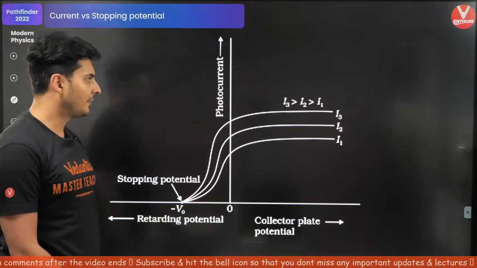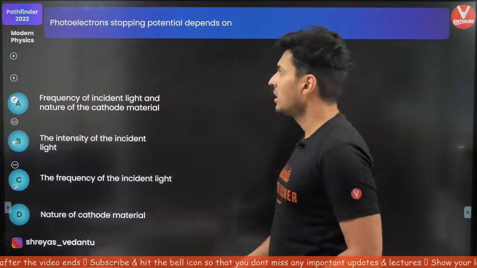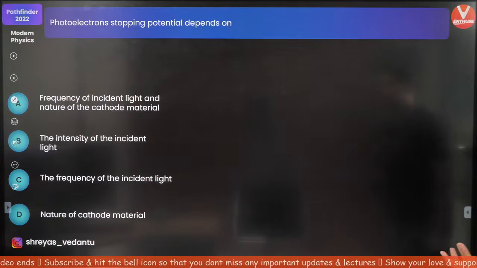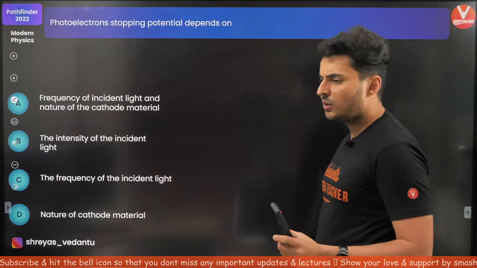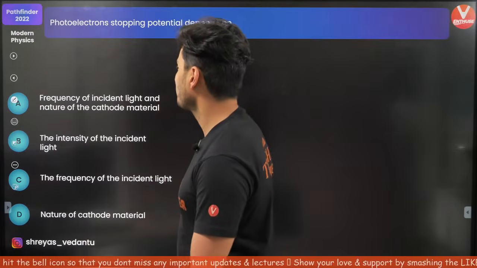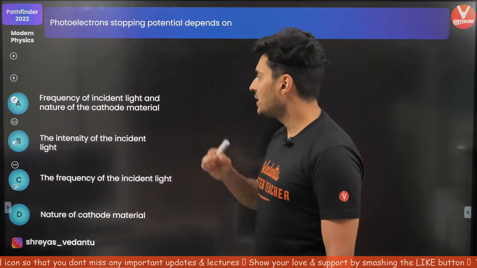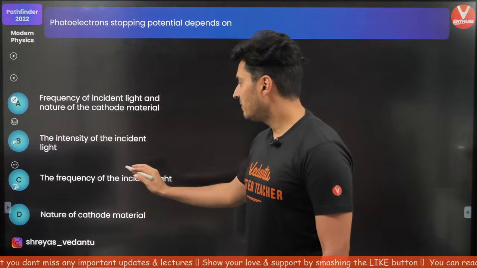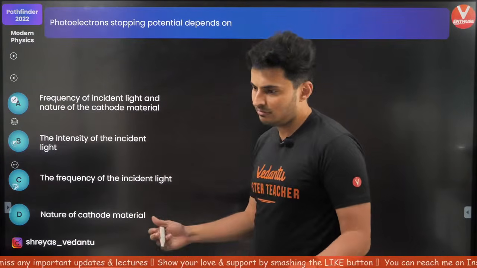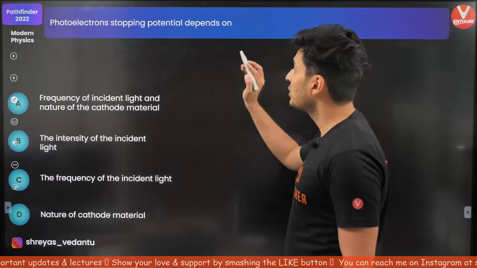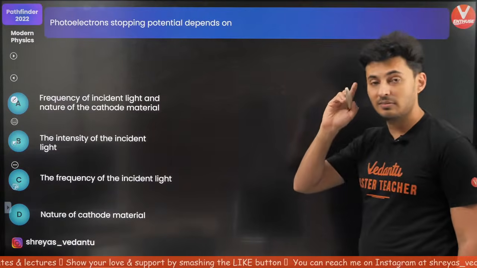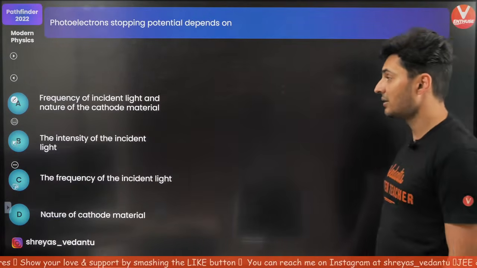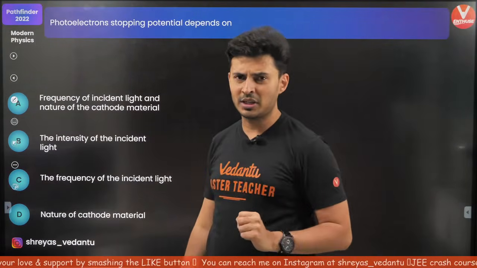Okay, great. Let's solve some questions based on this. Photoelectrons stopping potential depends on. What do you think does the stopping potential depend on? Frequency and nature, intensity, frequency, nature. Interesting question. Think about it. Stopping potential.